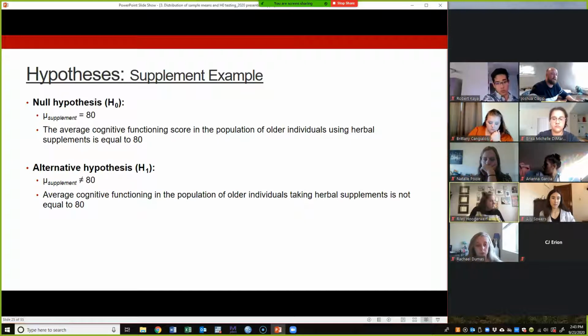Okay. So for our sample here, our null hypothesis is that the mean cognitive functioning score in older adults using herbal supplements is equal to 80, right? Rachel, where did I get that 80 number?